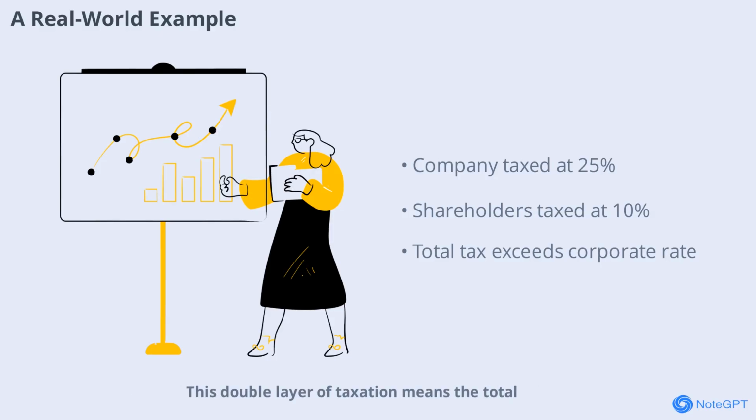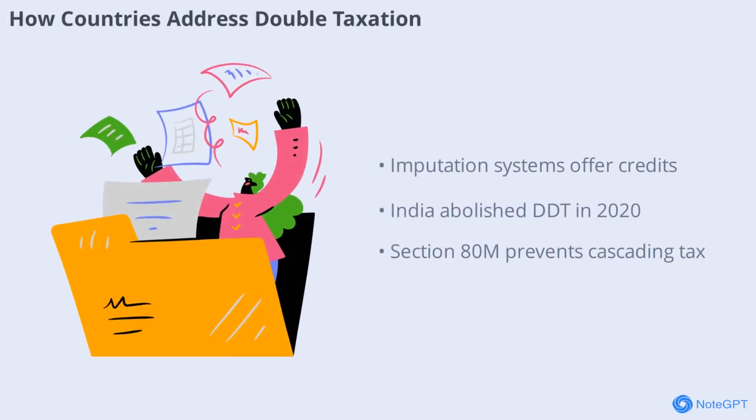This double layer of taxation means the total tax paid exceeds the corporate tax rate alone, ultimately reducing the net income shareholders receive. Such scenarios highlight why double taxation is a significant concern for both companies and investors. To reduce the impact of economic double taxation, many countries have put systems in place.